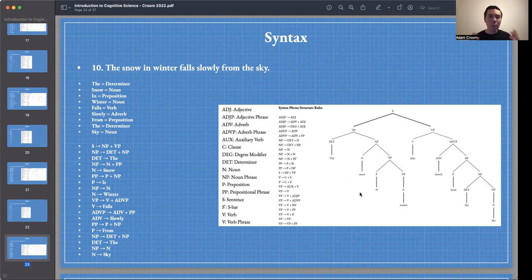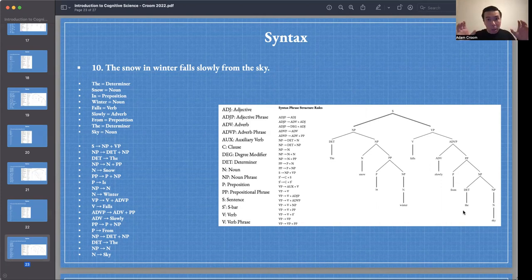Now we just need to put these pieces together. In winter is a prepositional phrase. Snow in winter is the noun phrase. The snow in winter is the noun phrase at this level right here. Over here, the sky is the noun phrase. From the sky is the prepositional phrase. Slowly from the sky is the adverb phrase. Fall slowly from the sky is the verb phrase.